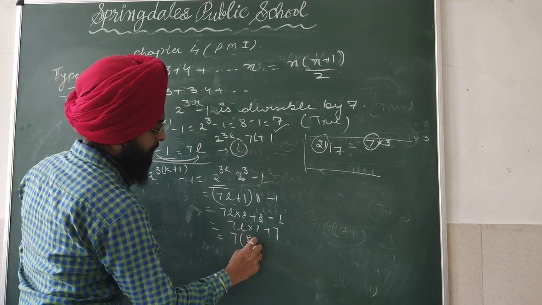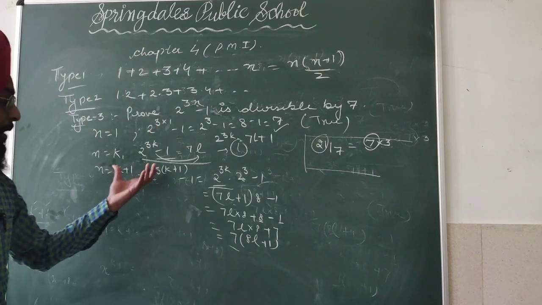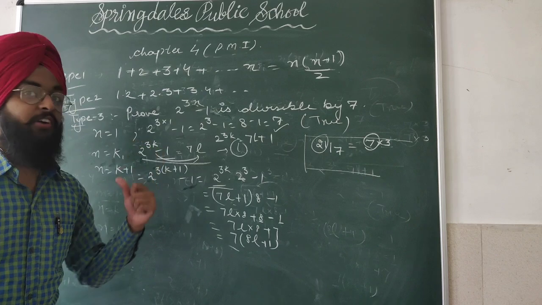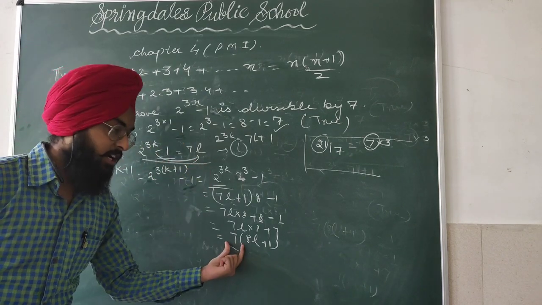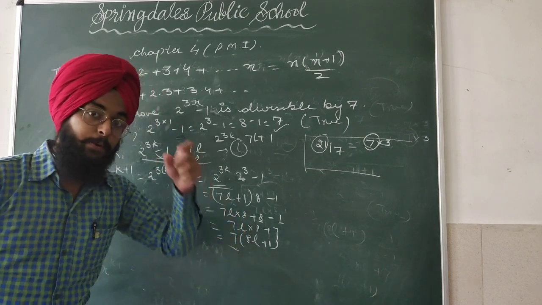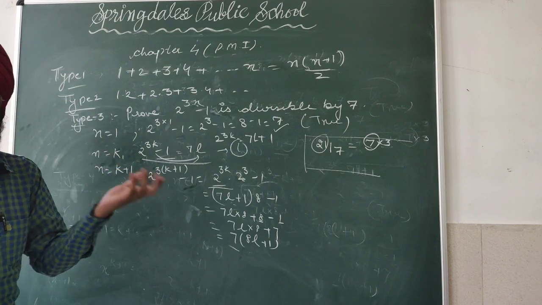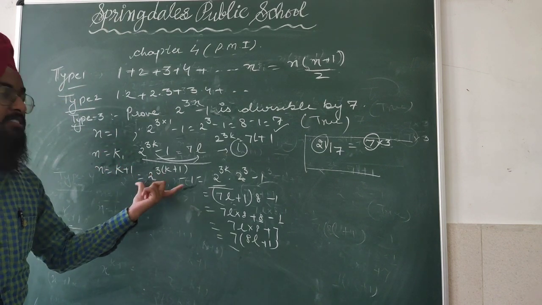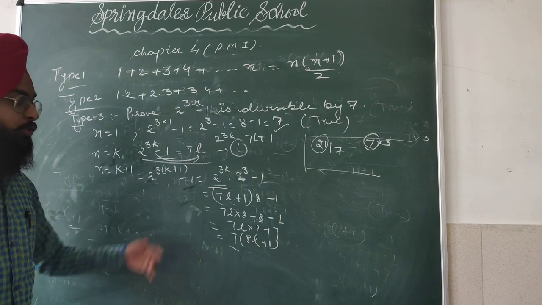Take common, and this is proved. How? हमें प्रूव करना था कि इस टर्म को 7 डिवाइड करता है, that this term is divisible by 7. And in the last we have answer that 7 is a multiple of that number. If any number is a multiple of that number, then that number can divide, should divide, या must divide, you can say, this number 2. Got it? It's also true.